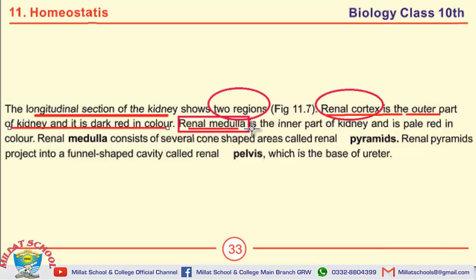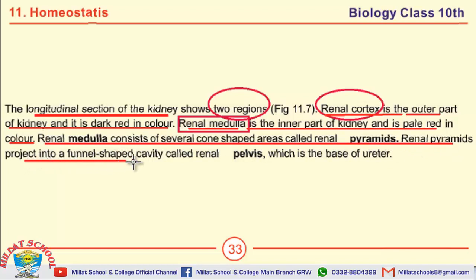Another short question on this page is: define renal medulla. Renal medulla is the inner part of kidney and is pale red in color. Renal medulla consists of several cone-shaped areas called renal pyramids. Define renal pyramids. Renal pyramids project into the funnel-shaped cavity called renal pelvis, which is the base of ureter.